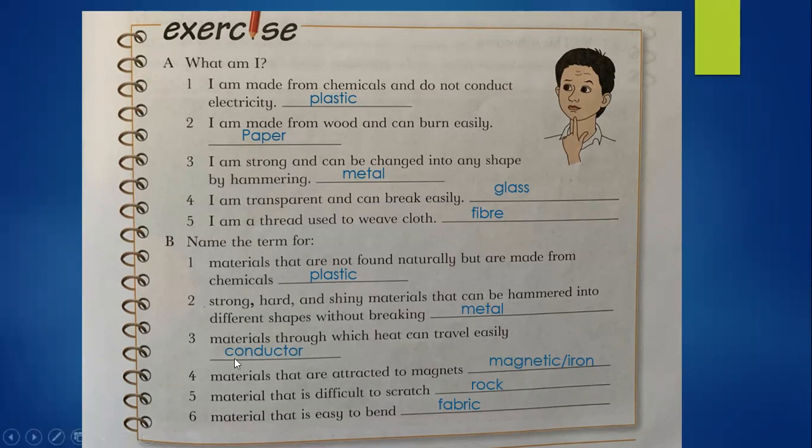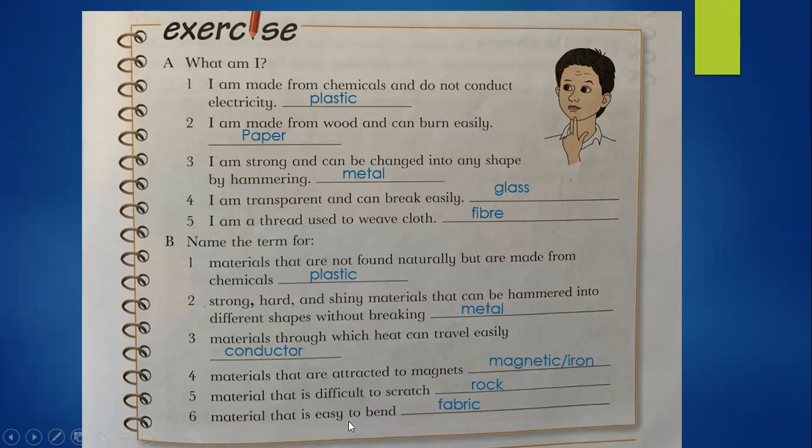We call these materials the type of material. What is the property of this material? It's a conductor. Materials that are attracted to magnets. They are magnetic, like iron. The materials that are attracted to magnets are magnetic materials. The example is iron, or you can write steel also. Materials that are difficult to scratch. It's a rock. You cannot scratch it easily. It's very difficult to break or to scratch the rock.